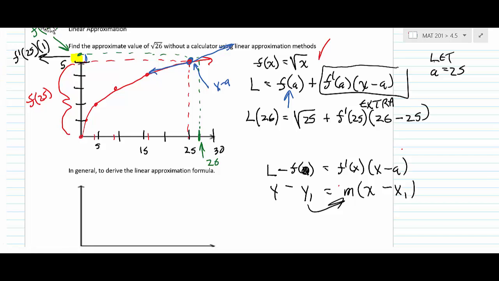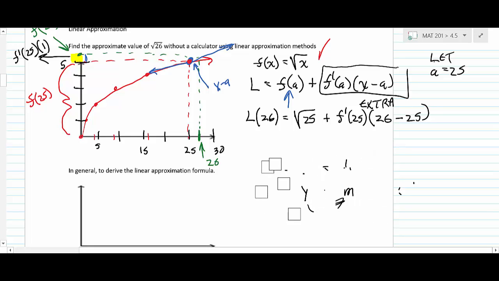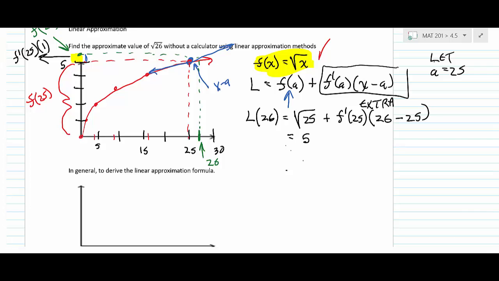So if we do that calculation, we should get something that's a little bit bigger than 5. Okay, so let's go ahead and do that then. The square root of 25 is going to be 5. Now when we do the derivative, remember what we're doing is we're taking the derivative of that function. So let's go ahead and do the derivative of that function.